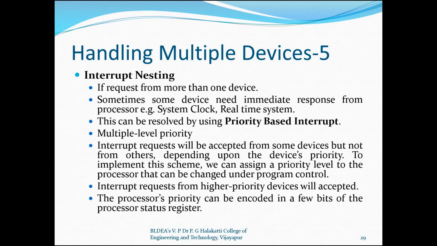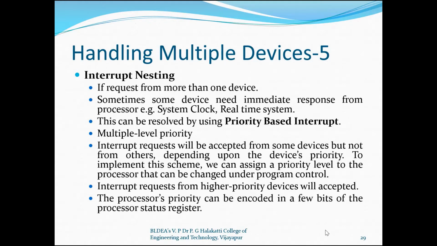So we have multiple levels of priorities. Now an interrupt request will be accepted from some devices, but not accepted from other devices, depending upon the device's priority. To implement this scheme, we can assign a priority level to the processor that can be changed under program control. Now interrupt requests from high priority devices will be accepted first. The processor priority can be encoded in a few bits of the processor status register. So in the processor status register, the priority will be given for each device.